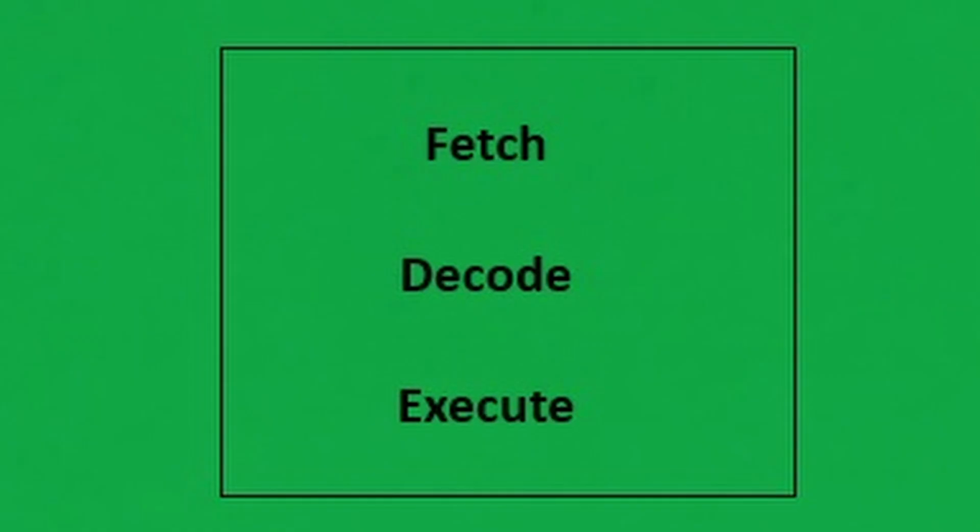Step 2, decode. The CPU figures out what the instruction means. Should it add numbers, copy data, compare values, jump somewhere else? The CPU decides exactly what needs to happen.